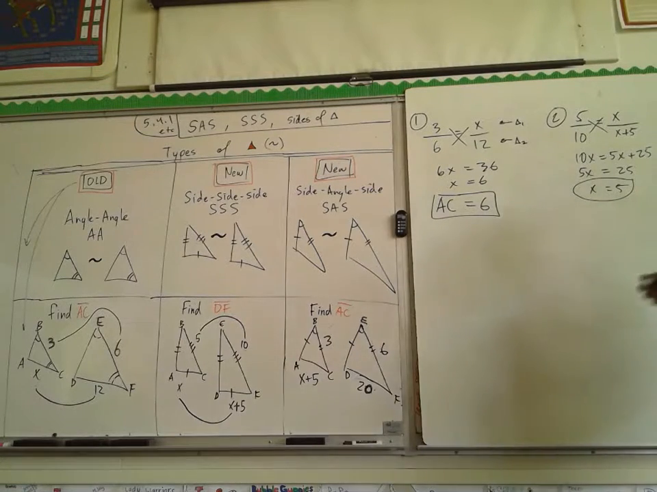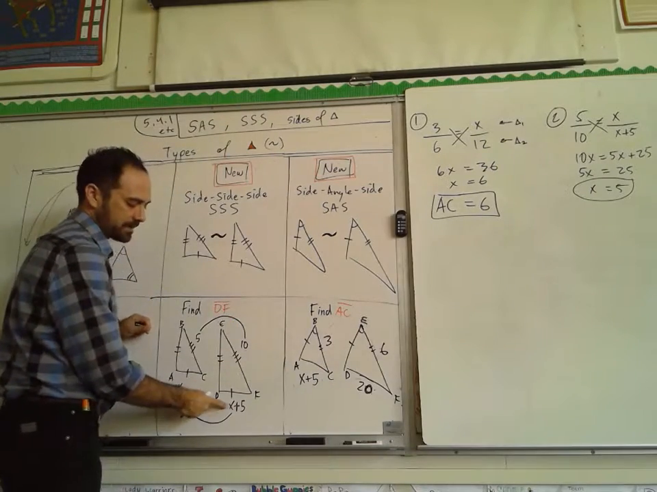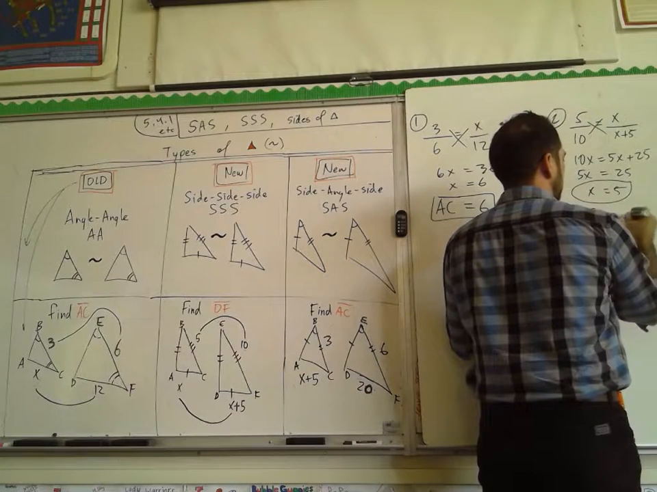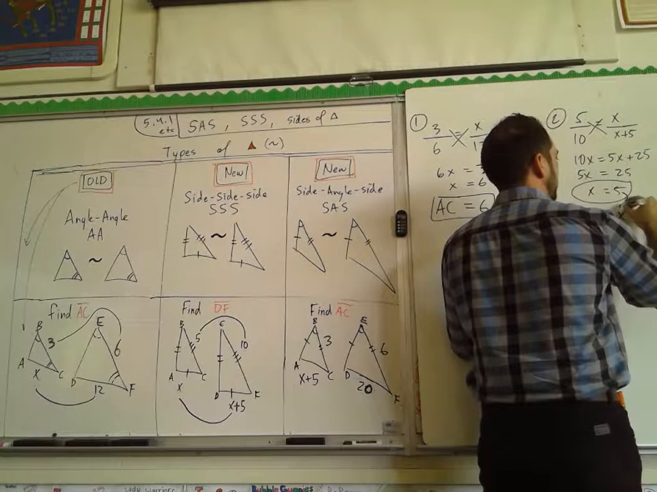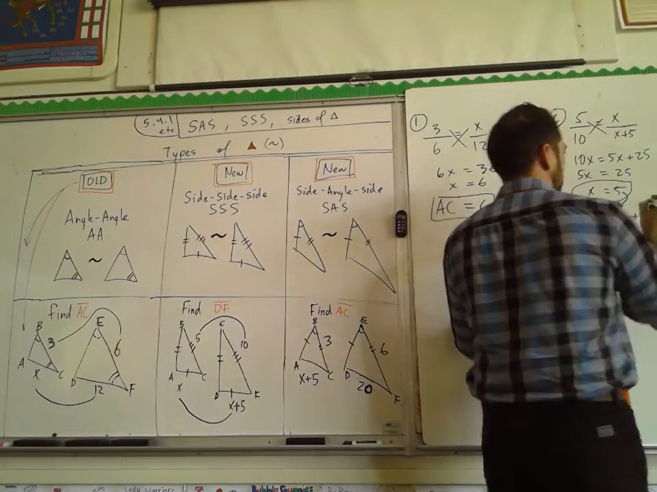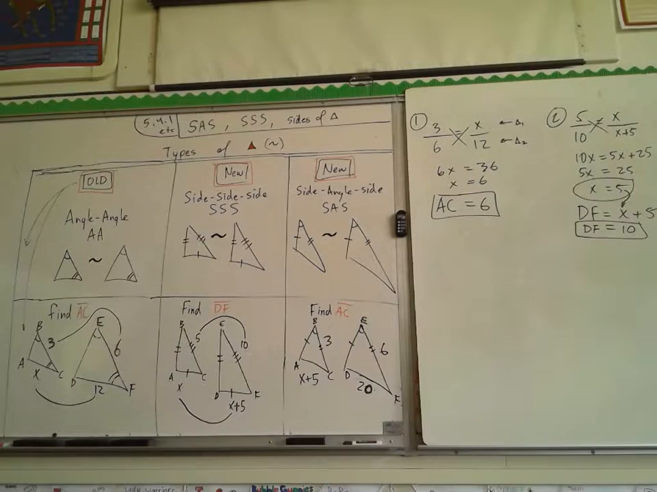So I go over here. I know I need to find DF. DF is x plus 5, so I'm going to put my 5 in there, and I get 10. DF is equal to 10, right? Same way we set it up.